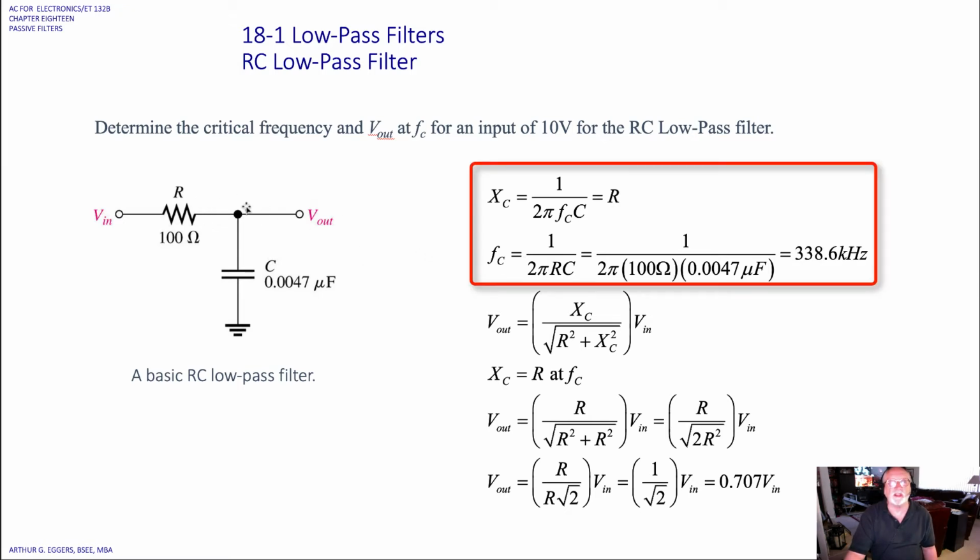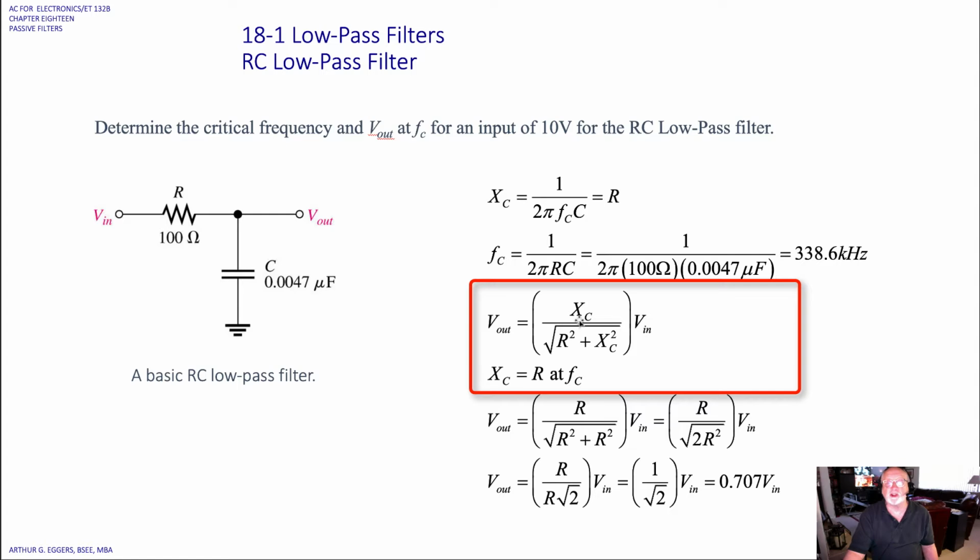So let's look at another quick example. Okay, this is what we just did here. Determine the critical frequency, then V out at the critical frequency for an input of 10 volts for an RC low pass filter. So now we can see there's where we started. X sub C equals R. Substitute in here 1 over 2 pi the critical frequency times the capacitor. Enter your values from your circuit. We end up with F sub C then equal to 338.6 kilohertz.